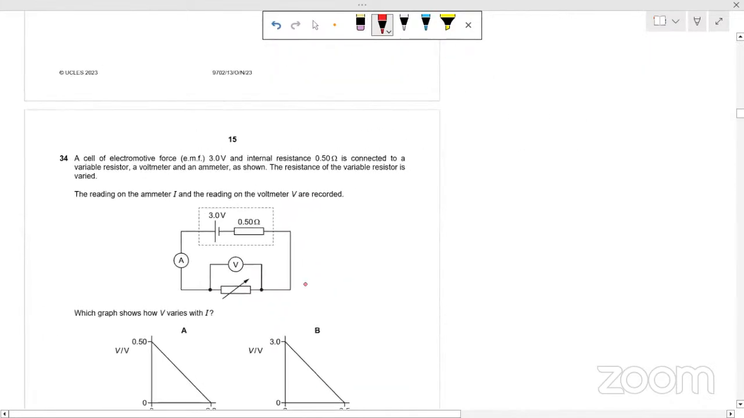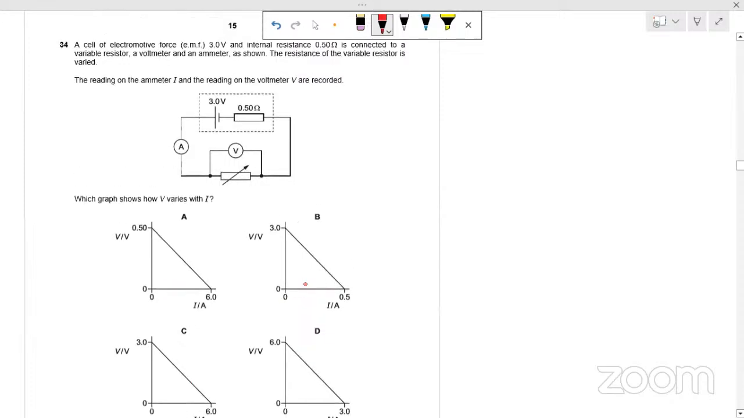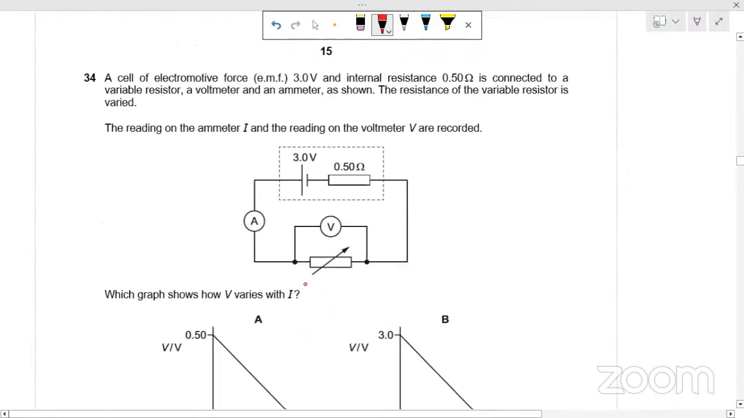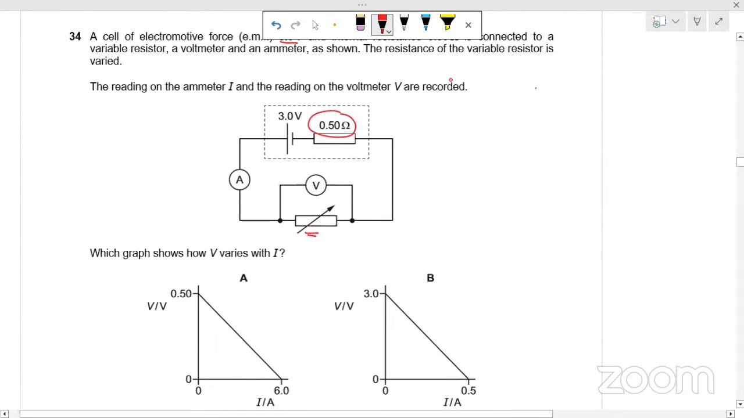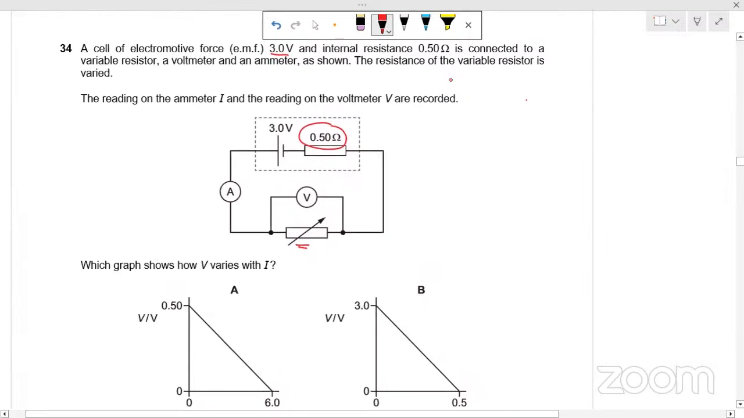This is again a very interesting question. I will advise you to read it and try to do it by yourself. A cell of EMF 3 volt and internal resistance of 0.5 ohm is connected to a variable resistor that you can see in the diagram. This ammeter and voltmeter are connected. The reading on the ammeter I and the reading on the voltmeter V are recorded. Which graph shows how V and I vary?